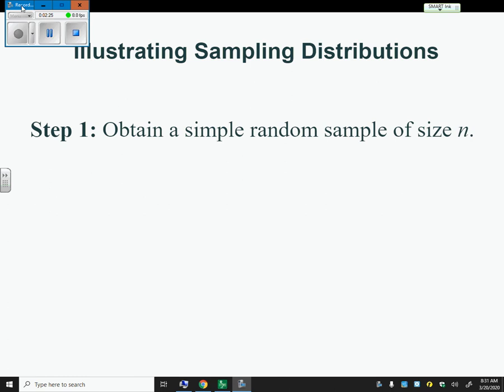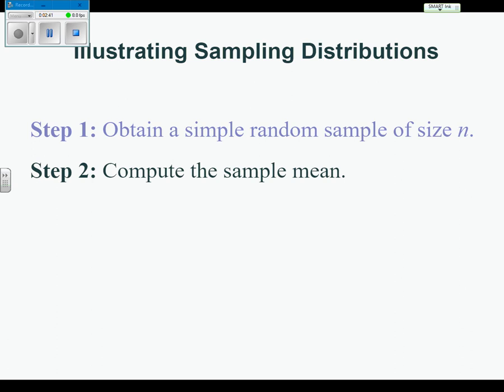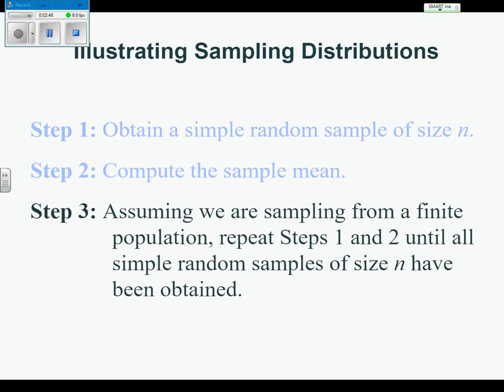First thing I'm going to do is obtain a simple random sample of size n, and it can be of any size. I'm going to play with that size here. I'm going to go really fast through the front part of this and maybe overteach it a little bit, but by the end I think it'll all make sense to you. Then I'm going to find the mean of that size n, and then I'm just going to repeat, over and over again, until I get the number of samples that I want from that size n.